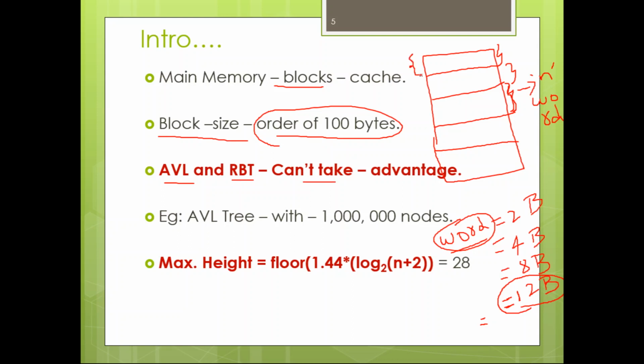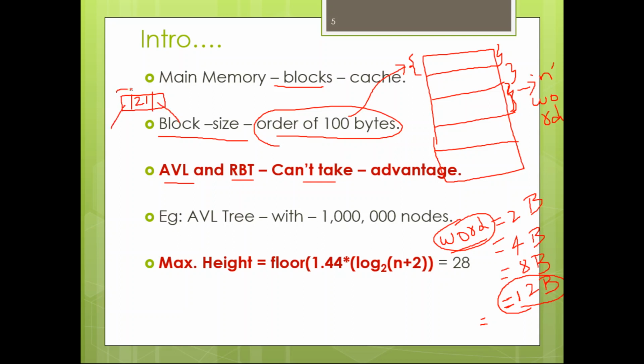You see the block size of a cache memory. The block size of the cache memory is of the order of 100 bytes, right? But if you take a typical node size in an AVL tree or a red black tree, each node will have only one key value, and two pointers, because it is a binary tree. It's basically a binary search tree. So each node can have only one key and two pointers.